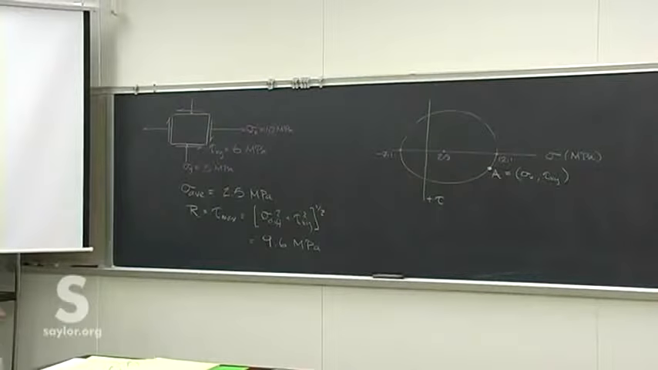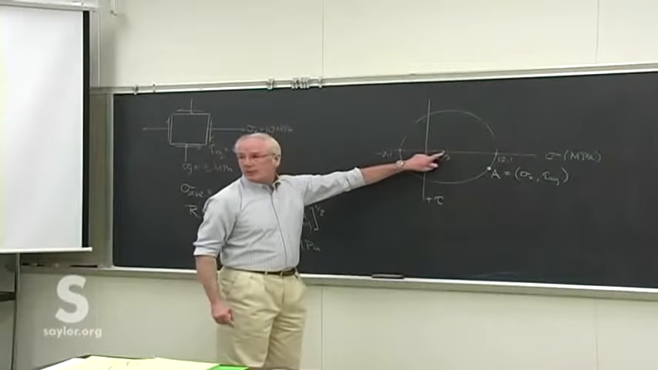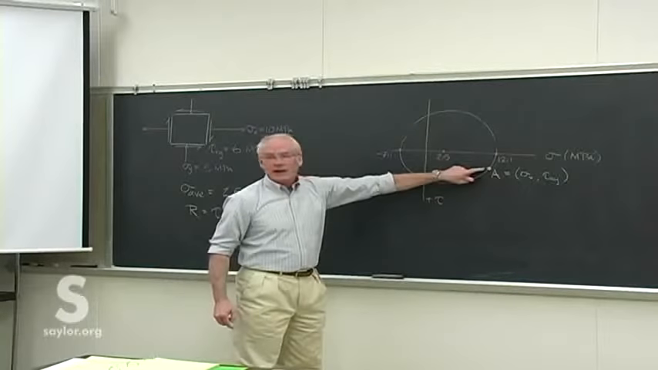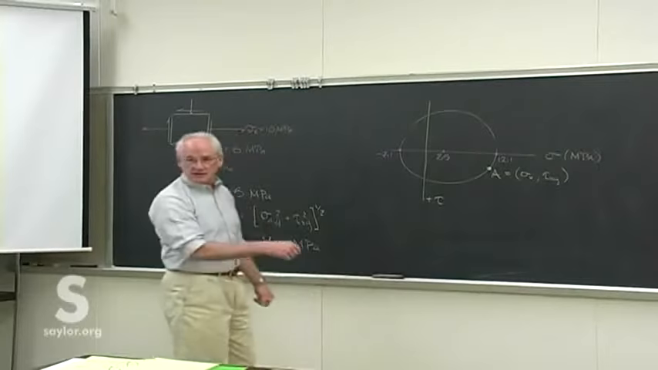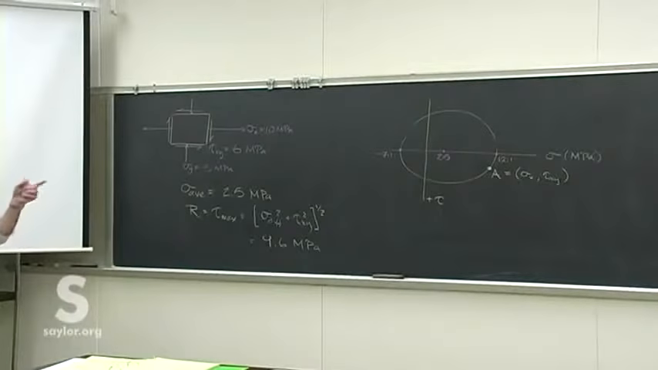See, what the book tells you to do is plot that point, plot this point, and then draw your circle. And you can imagine how difficult that is. It's a lot easier to draw the circle and then fit everything else to it. You get a much nicer drawing.